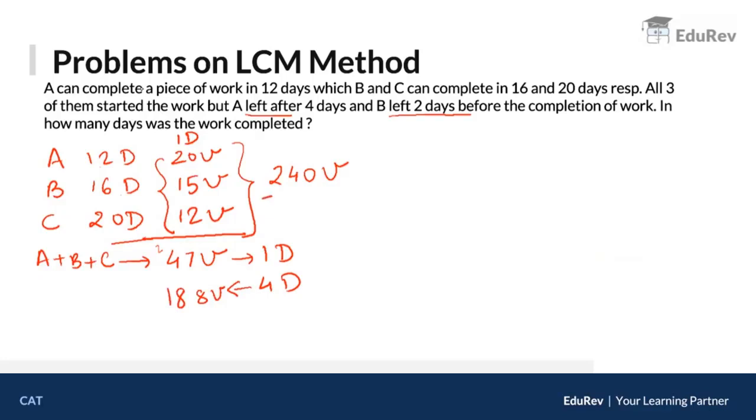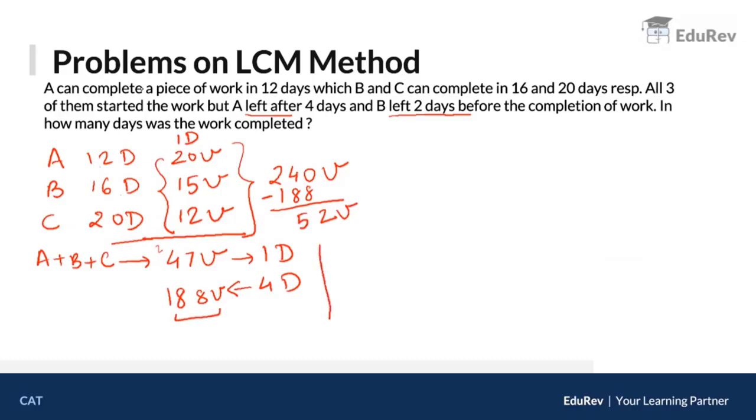So out of 240, 188 units are done. So how much is remaining? This will be 2, 13 minus 8 is 5, and that's 8. So 52 units are remaining because 188 units are already done.